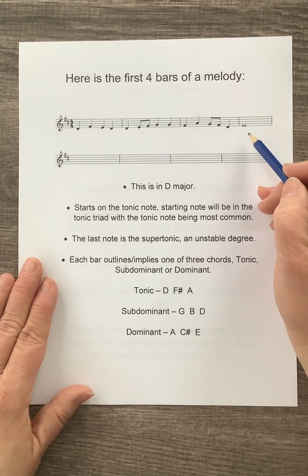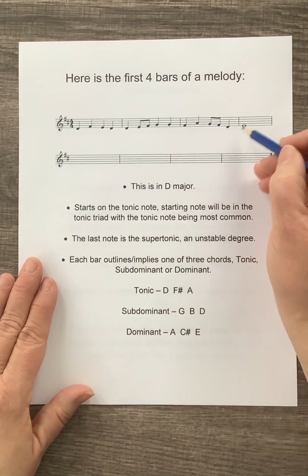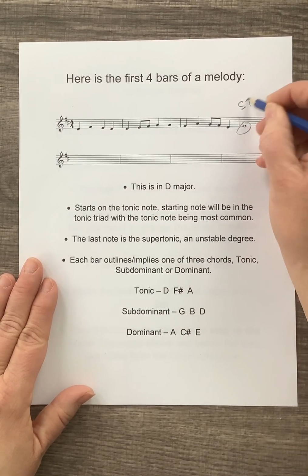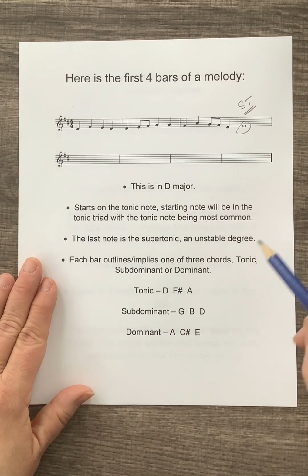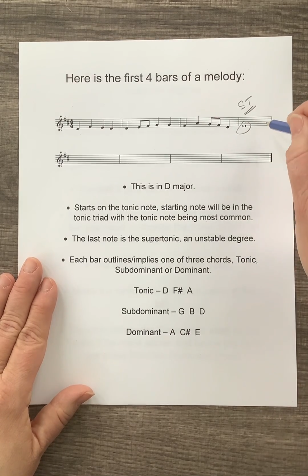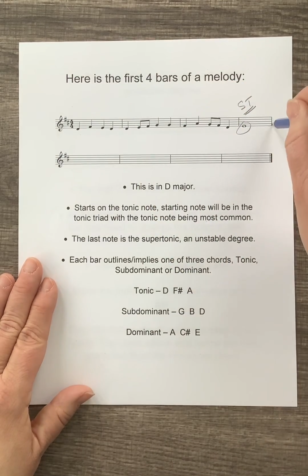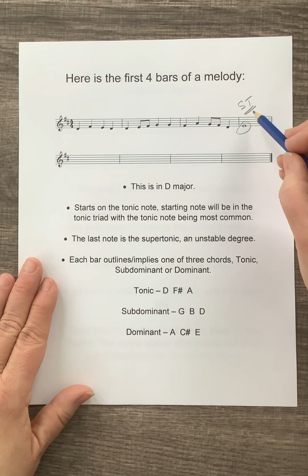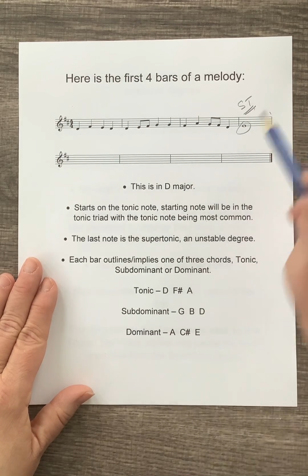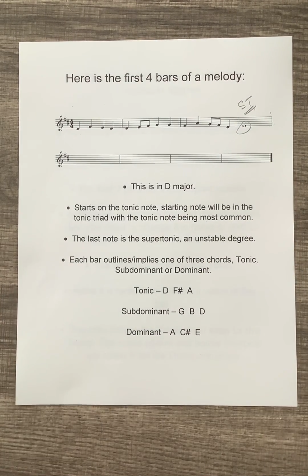The last note in here, because we're in D major, is an E. That's a supertonic. That one is the most common, I would say, of the unstable notes that you want to end on after the first 4 bars of a parallel period. There are 2 unstable degrees you can use, supertonic or leading tone.